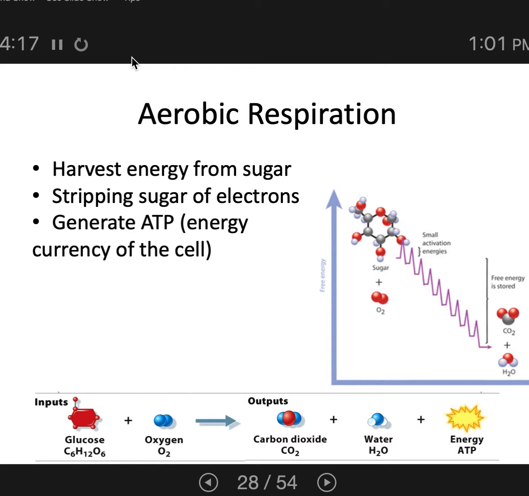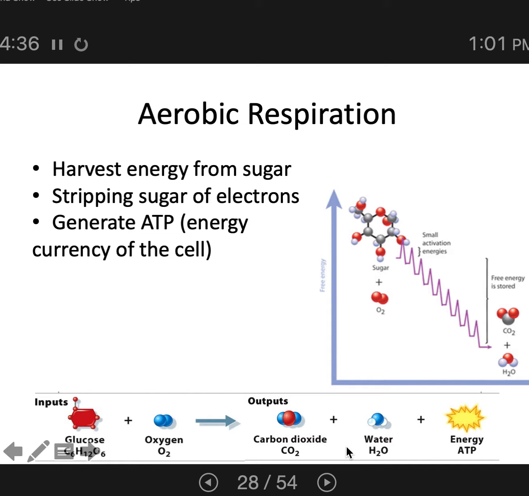We eat sugar and breathe oxygen, and we produce some waste products like carbon dioxide and also energy in the form of ATP. So carbon dioxide and water are waste products of aerobic respiration. So we don't need these. I mean, water's great, right? There's no problem with water.